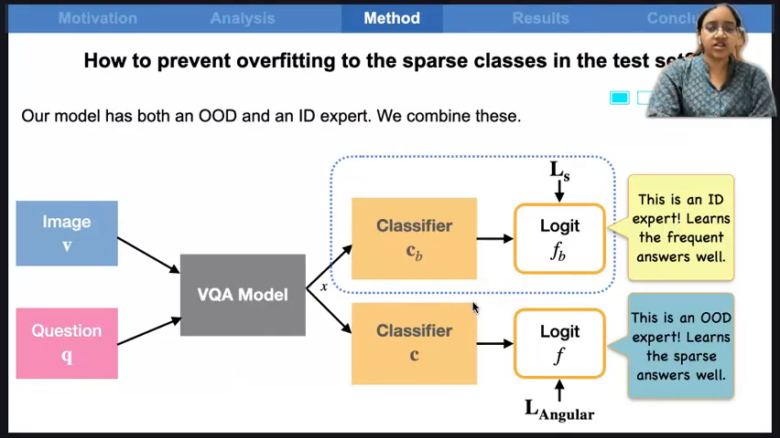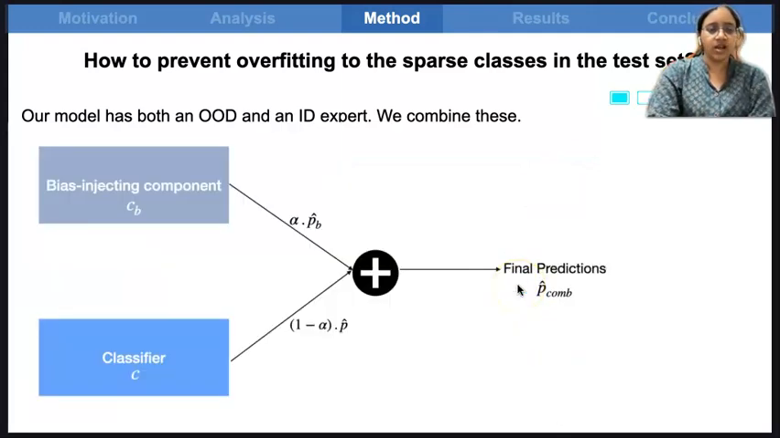To make the predictions independent of the test set distribution, we do test time ensembling. The margin loss trained logit is an expert on the out of distribution data, but the bias injecting component is an expert on the in distribution data. So we combine them. Finally, we combine the predictions from the two classifiers and generate the final predictions, which uses a weight alpha for the combination. The value of this weight alpha is set to be 0.5.